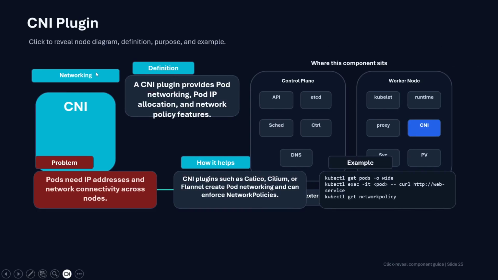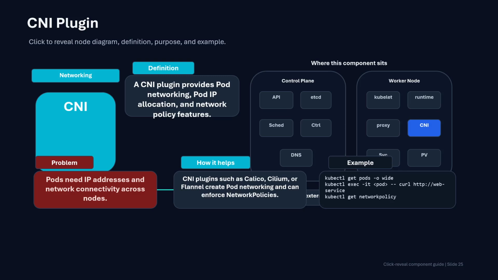Another one is called your CNI plugin. CNI plugin provides pod networking. Also, it is a worker node component. What it does is provide pod networking, pod IP allocation, and network policy features. CNI plugins such as Calico, Cilium or Flannel create pod networking and network policy. Yesterday, in the last video, we saw there is something called network policy, ingress, egress. That ingress and egress is called a network policy.